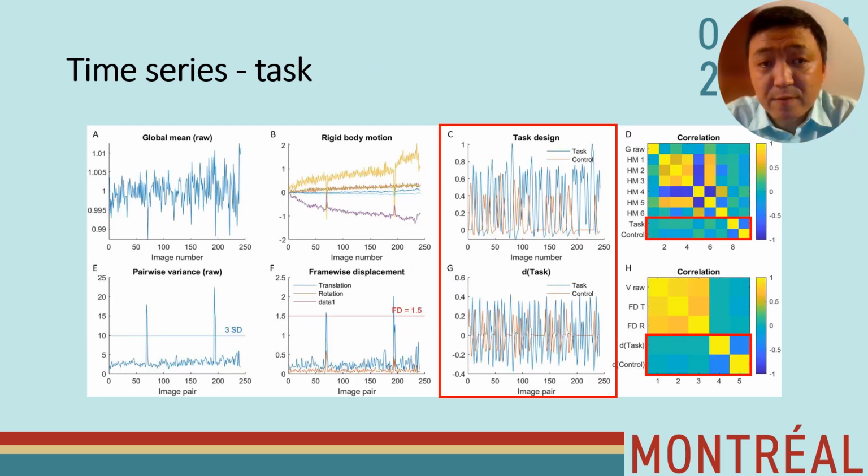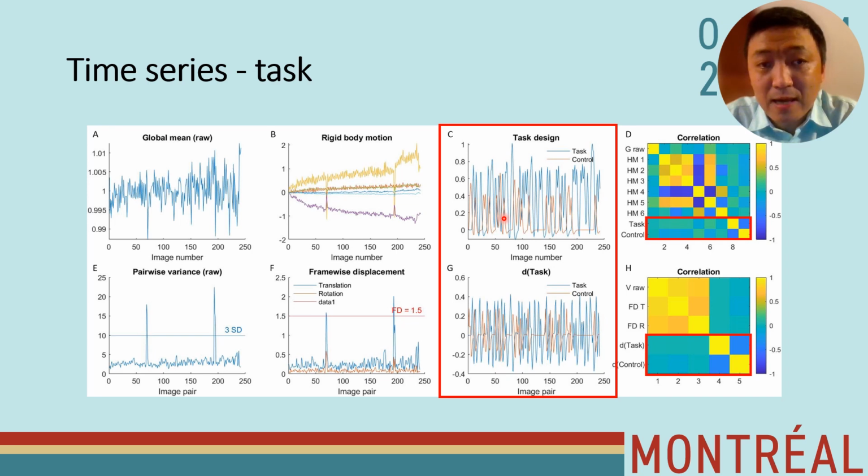So for task fMRI data, in addition to all the time series plots, we can also plot the task designs. In this case, we use an fMRI QC dataset with an event-related task design containing two conditions. One is a task condition, another is a control condition. Here we can plot the task design, and we want to examine whether this task design time series will be correlated with the rigid body head motion parameters or the global signals.